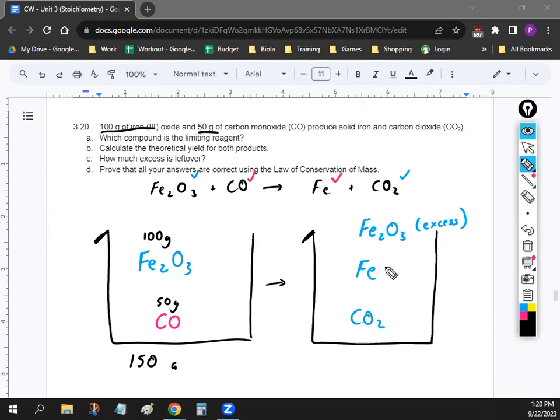All right, let's go to the right side. Okay, let's start with the easier one. How many grams of iron do we make?